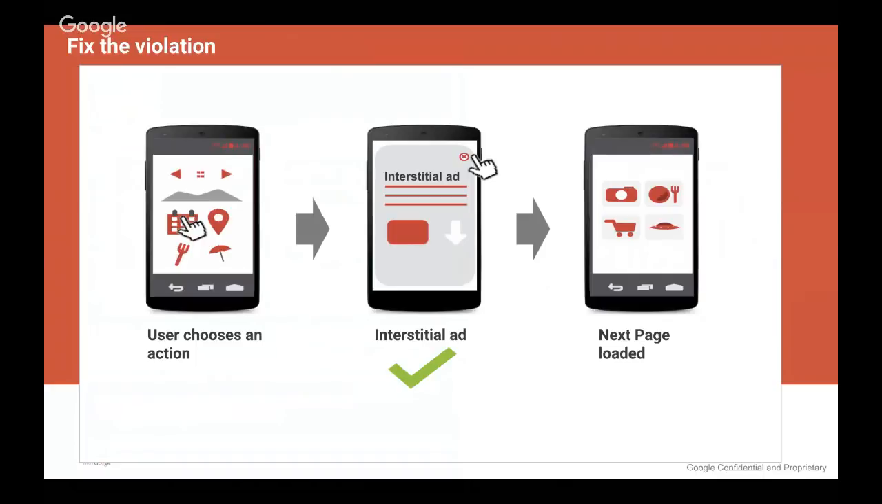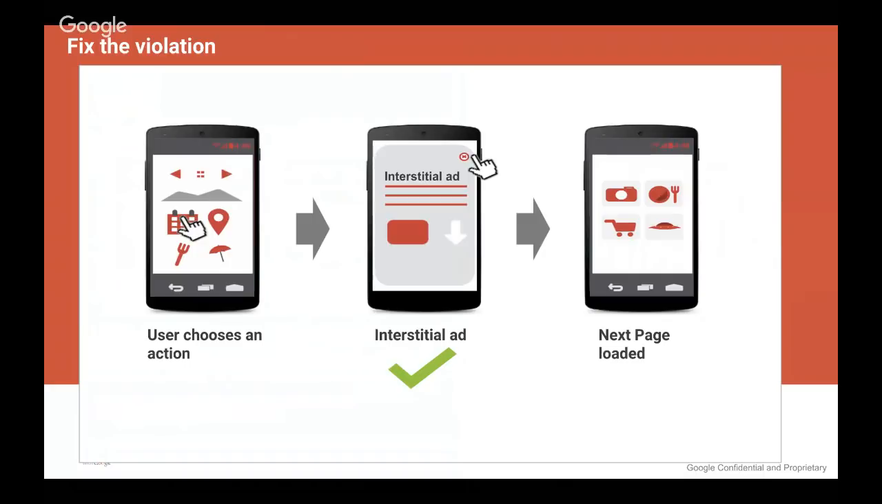The first is that the interstitial ad only showed up when the user chose a particular action on the home page of the app. The second piece is that upon closing the interstitial ad, the next page that loaded is different from the previous page.